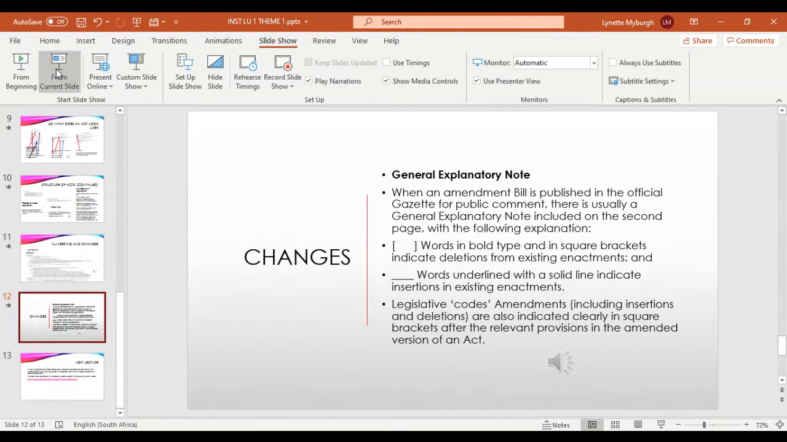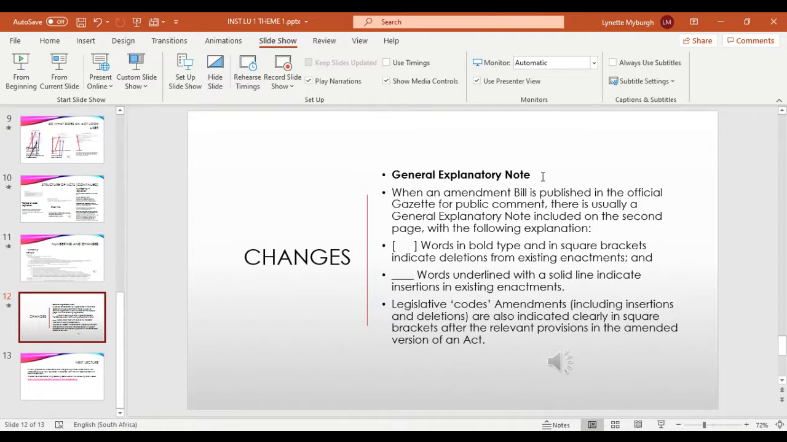So when an amendment bill is published in an official gazette for public comment, there's normally a general explanatory note, and this is the explanation that you get, where there's square brackets, so words in bold type and in square brackets means that that is being deleted. So if we want to change an act and we want to take words out of it, we put those words in square brackets and in bold. That means that we're taking it out.